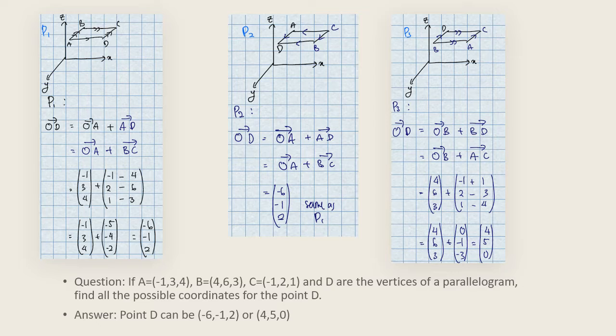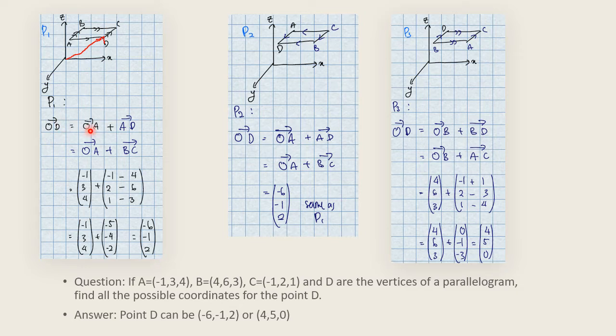So let's start with P1. To find the coordinate D on P1, we can find it by finding its position vector. A position vector is the vector that originates from the origin, with coordinate 0, 0, 0. If I draw a red line from here to here, that vector is called a position vector, where D is at the moment. And we can denote it as OD with an arrow on top.